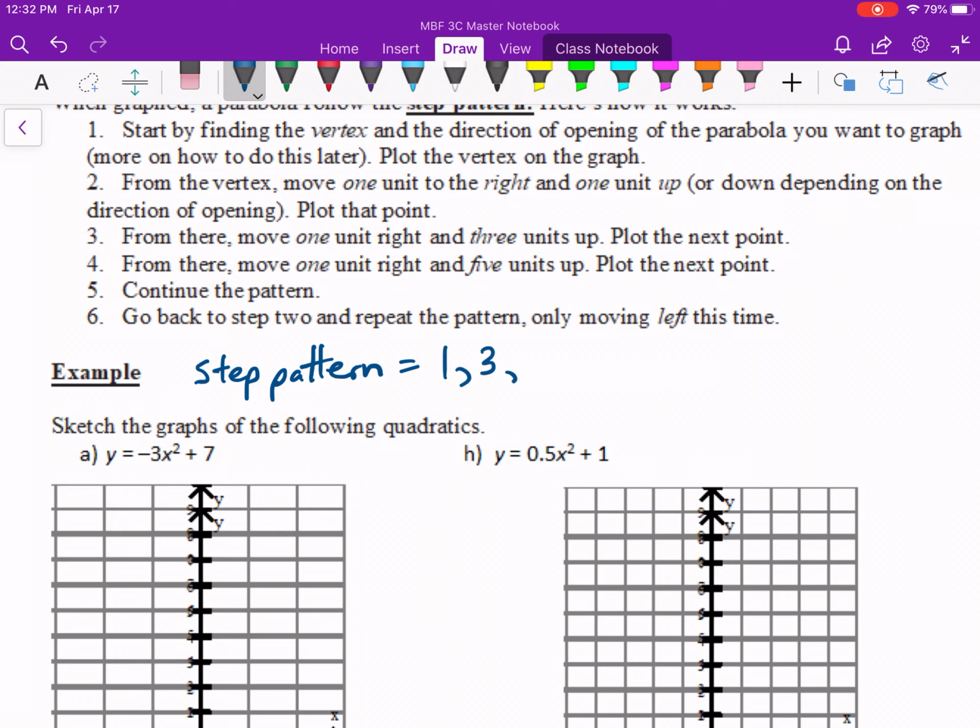1, 3, 5, 7, and so on, up to infinity if we wanted to. It's odd numbers, right? Notice how it's just odd numbers. 1, 3, 5, 7. So we're counting up by odd numbers, so really easy to remember.